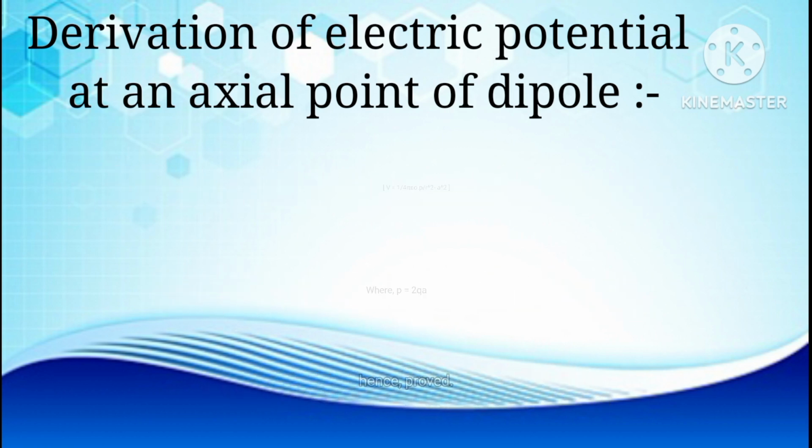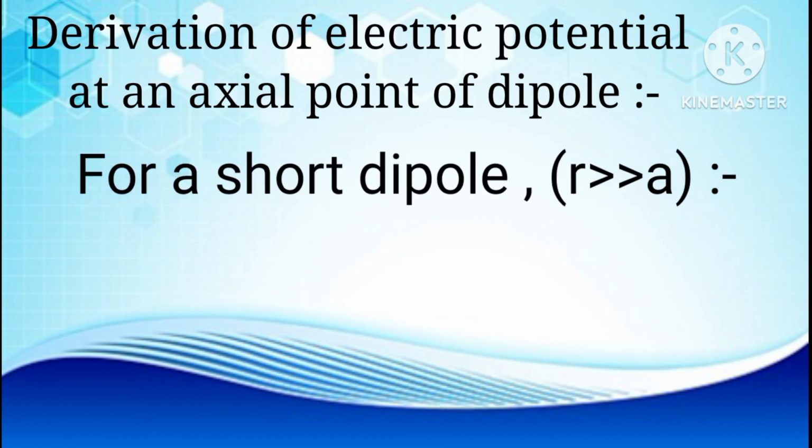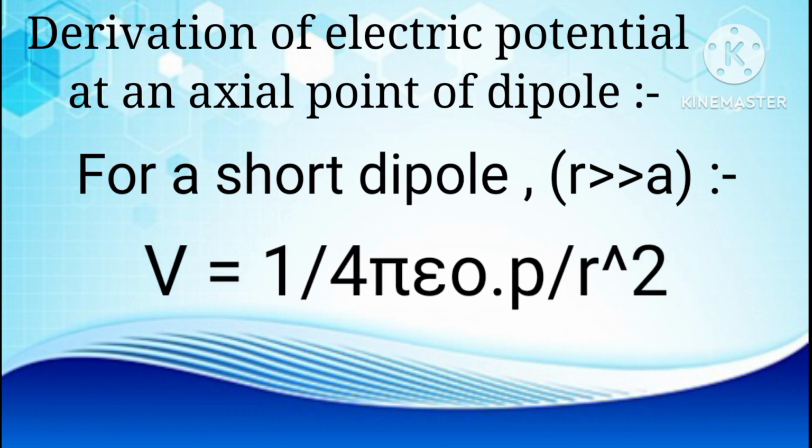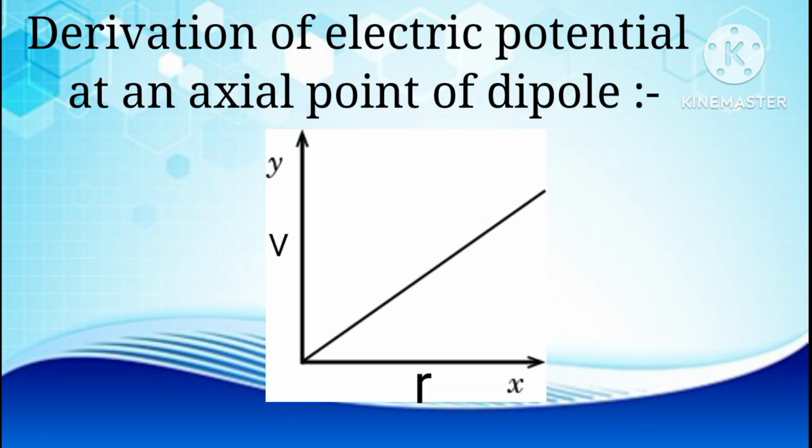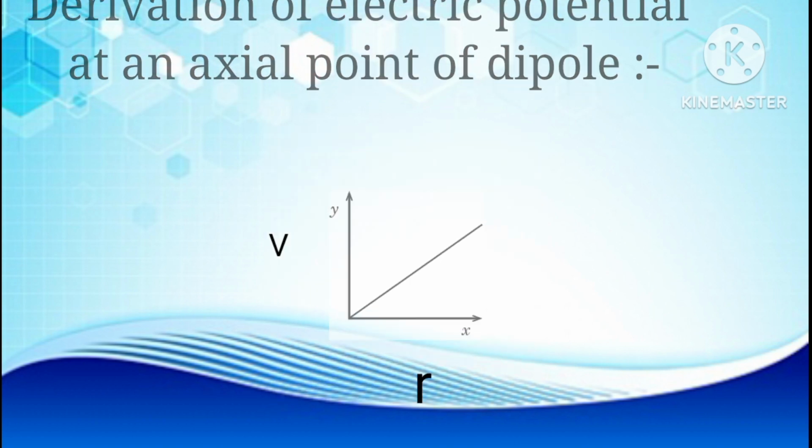Hence proved: for a short dipole, R is very much greater than a, V equals 1 upon 4 pi epsilon naught, P upon R squared. You can also see its graph.